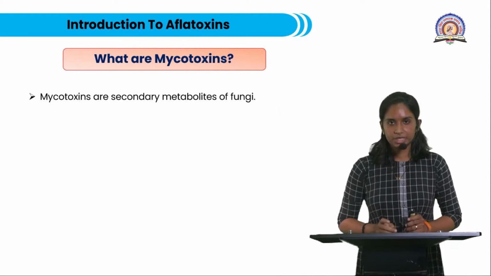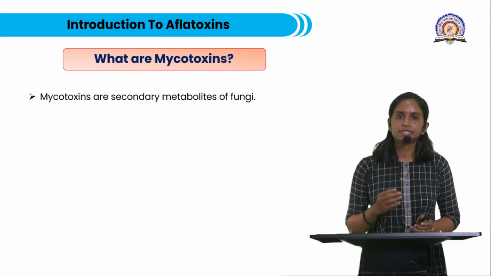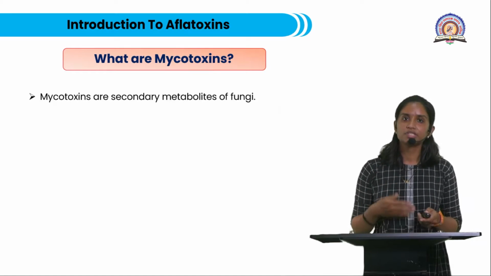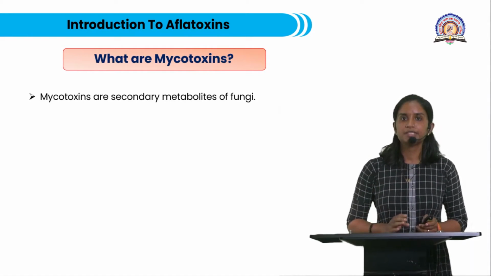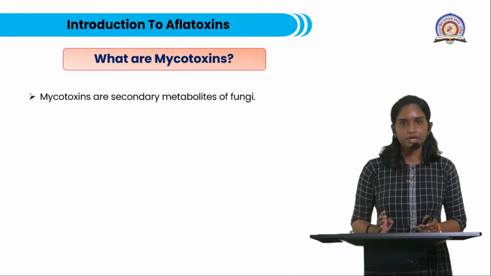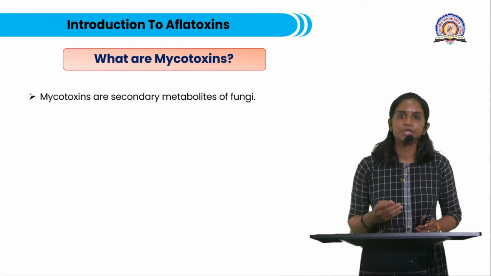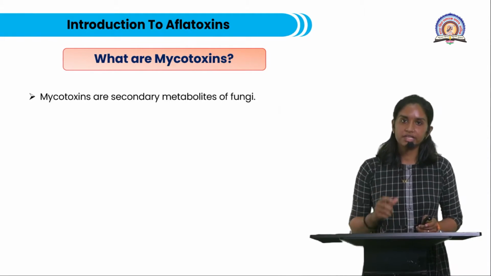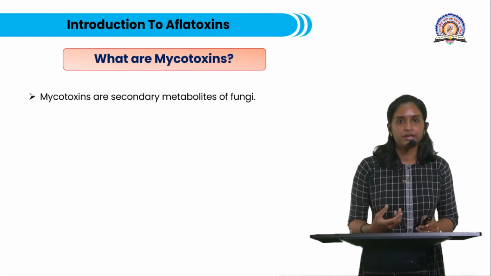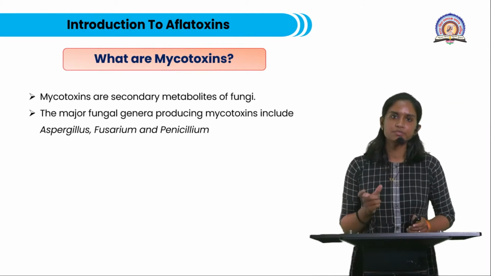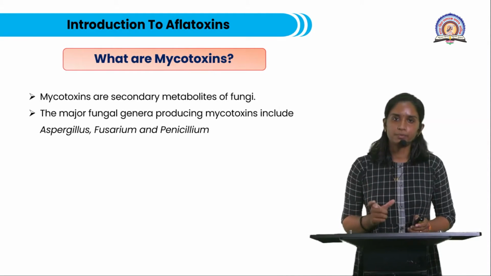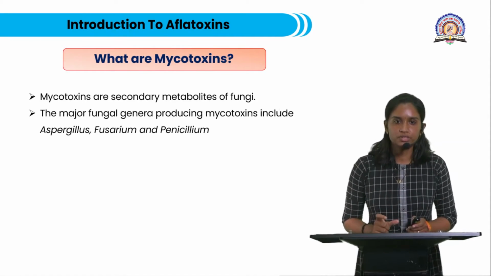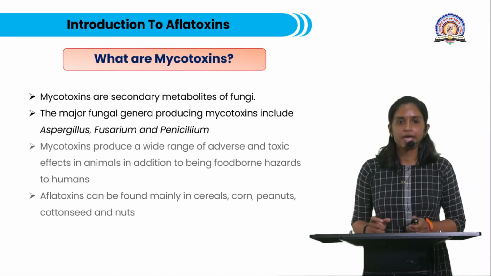Now, there are basically two types of metabolites. One is primary metabolite and the second one is secondary metabolite. Primary metabolites are required for survival and proper functioning of the cell, and secondary metabolites are not required for survival of the cell, but if these metabolites are produced by the cell, it gives certain added advantage in their living. Examples of this include antibiotics and toxins. Similarly, these mycotoxins are produced as secondary metabolites by different fungi. Major fungal genera that produce mycotoxins include Aspergillus, Fusarium, and Penicillium.